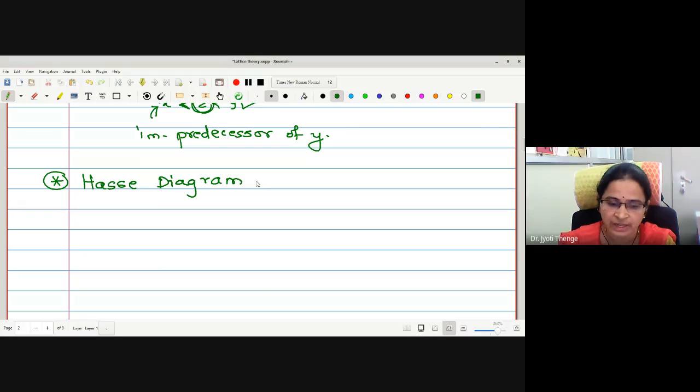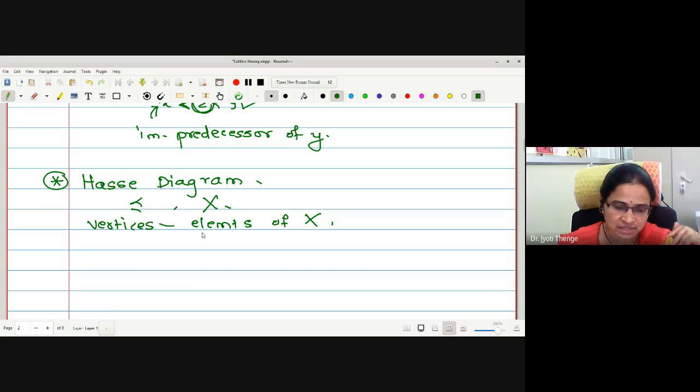Therefore, if we have this partial order relation on a set X, then the Hasse diagram we are going to represent, the vertices of the Hasse diagram represent the elements of X. And for any two X, Y in X, if Y is the immediate successor and X is the immediate predecessor, then Y is taken at a higher level than X, and X and Y are joined by a straight line.